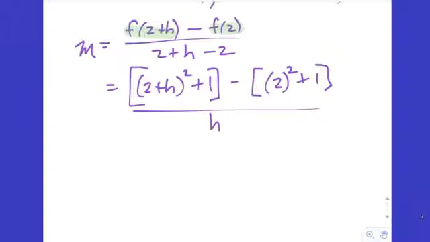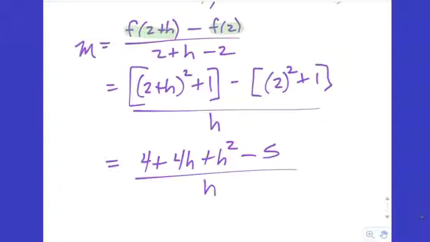All right, so that's just the difference quotient. Okay, cool. So let's go ahead and expand it out. Square multiplied by square, we get 4 plus 2h doubled is 4h plus h squared. Oop, yeah, I forgot the plus 1 over here. 4 plus 4h plus h squared plus 1. Okay, don't forget the plus 1. And then minus 2 squared, which is 4, plus 1 is 5.